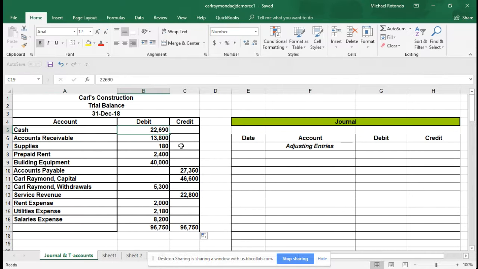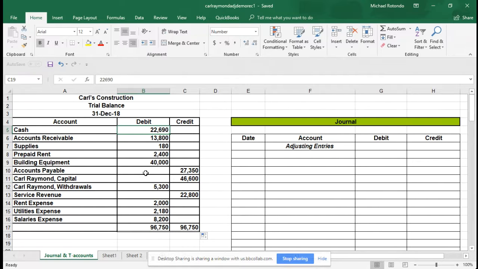Now remember, this trial balance is also the unadjusted trial balance. We don't need to put unadjusted. That's a given. So the trial balance here is showing the result of all of the transactions of Carl's Construction for the year. Okay, so all the journal entries, all the posting, everything has been done. So this is the trial balance as of the end of the year.